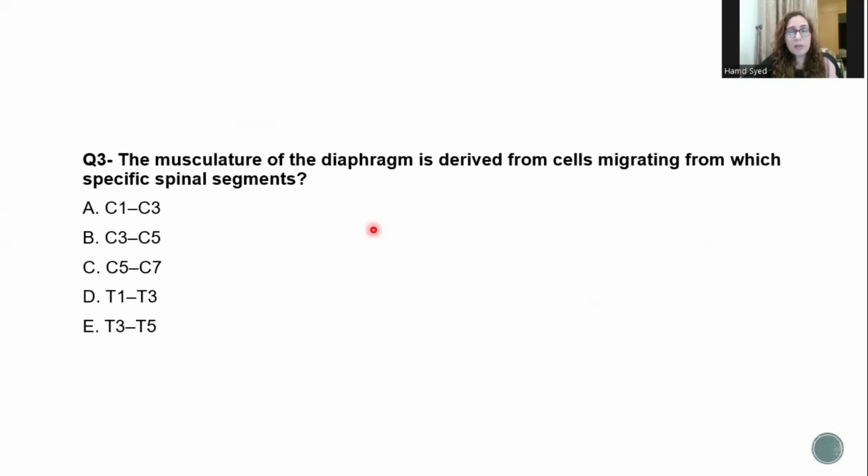The musculature of the diaphragm is derived from cells migrating from which specific spinal segments? C3 to C5. I told you the third cervical to fifth cervical contribute the muscle cells which are going to migrate into the diaphragm.